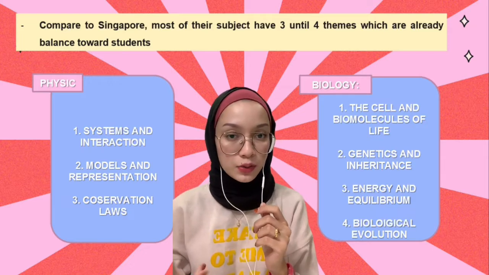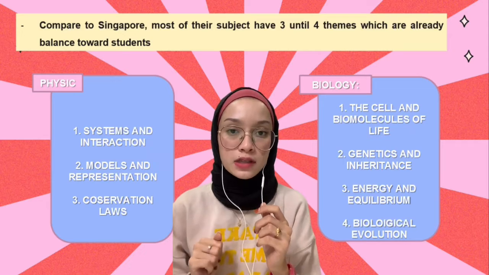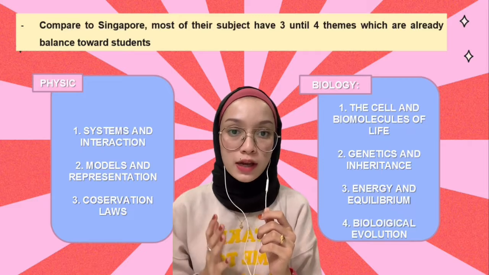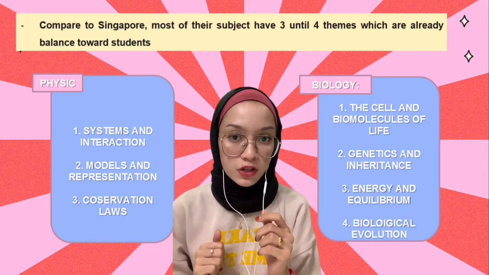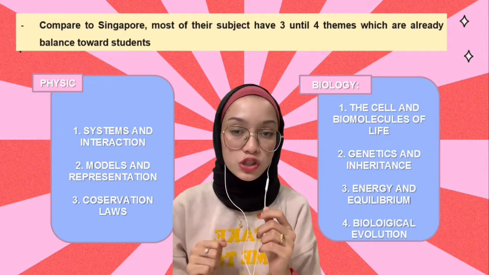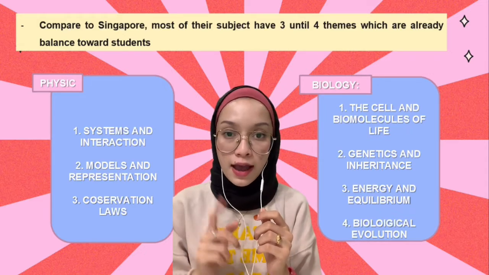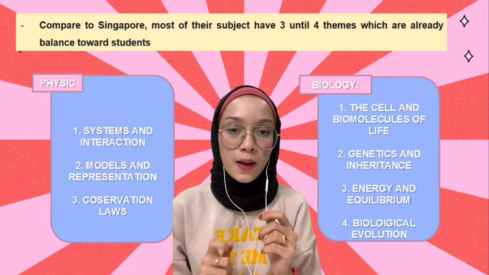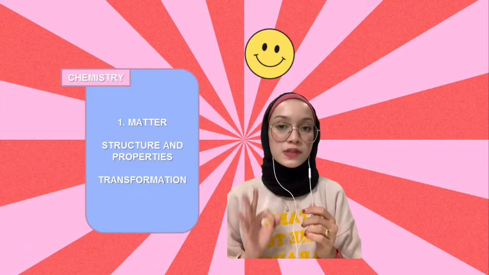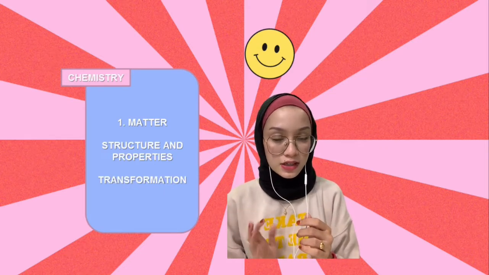Now, let's take a look at Singapore's education. We start with physics first. In this physics syllabus, there are 3 themes, which are systems and interaction, models and representation, and last, conservation laws. Next, on my right, biology has 4 themes, which are the cell and biomolecules of life, genetics and inheritance, energy and equilibrium, and last, biological evolution. The same goes for chemistry too. There are 3 themes under this, which are matter, second, structure and properties, and last, transformation.